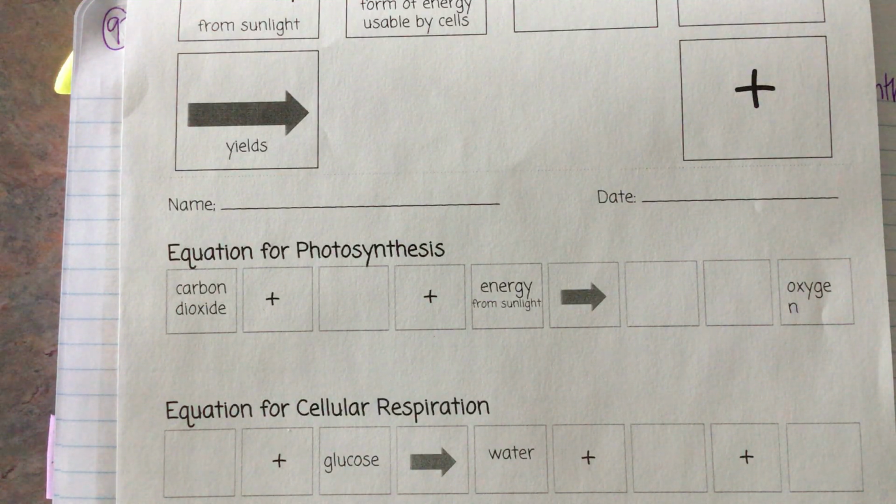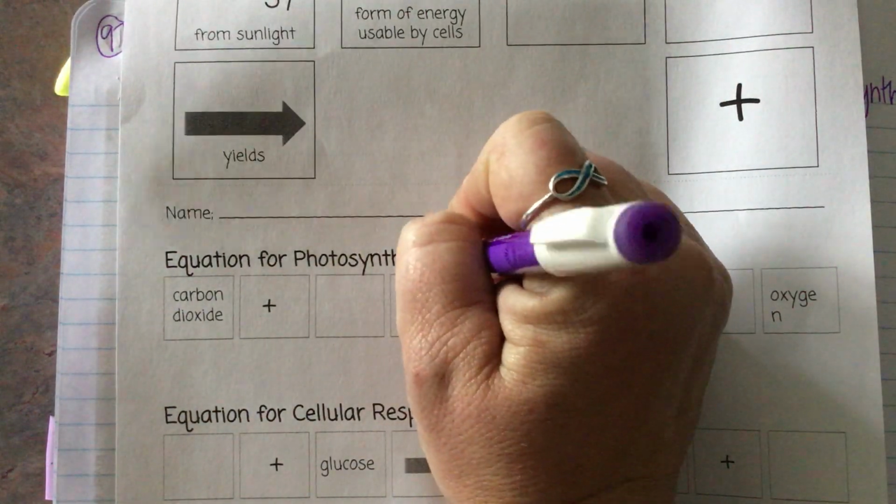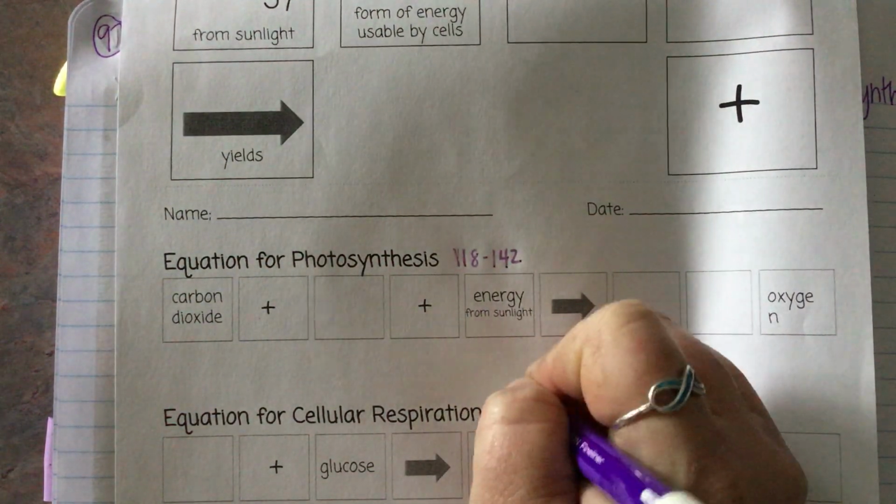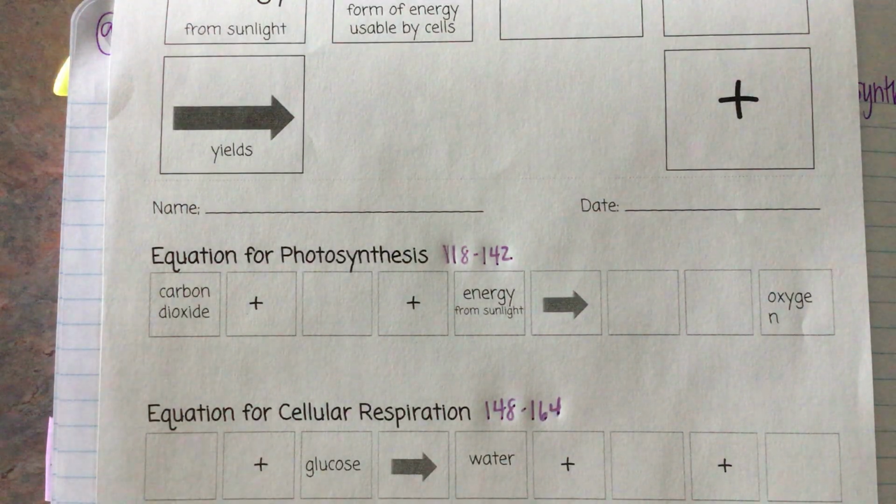So start at slide 118. And you might want to write this down so you know. So 142, that's for the photosynthesis. So 118 to 142. And then 148 to 164. So this was 118 to 142. Is that what I said? And then 148 to 164. That's where you're going to find the information.